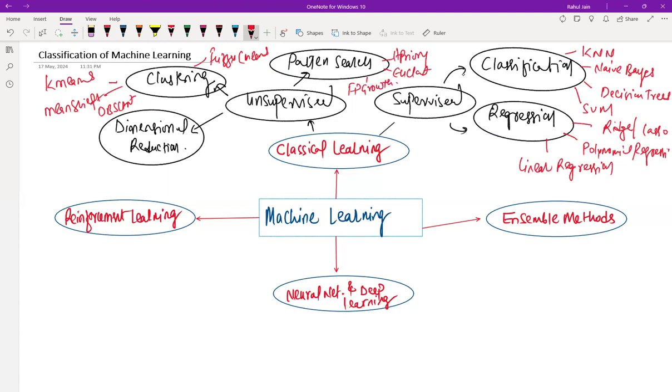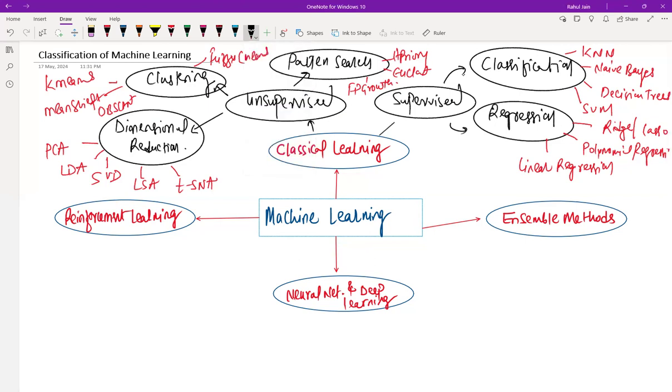In dimensionality reduction, we reduce the number of features without losing information. This includes principal component analysis (PCA), linear discriminant analysis (LDA), SVD, LSA, or t-SNE. All of these fall under dimensionality reduction, where we try to reduce the unwanted inputs so that the original information can be retained and we can understand things better. That is about classical learning.